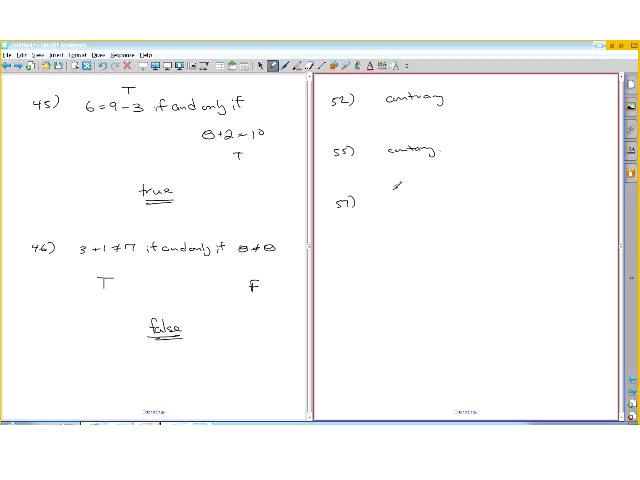57. This number is an integer. This same number is a rational number. Can a number be an integer and be a rational number? Well, of course it can, because a rational number is just a ratio of integers, and if q equals 1, then the numerator is just going to be an integer, and therefore it can be an integer and a rational number at the same time. So those two statements are consistent.